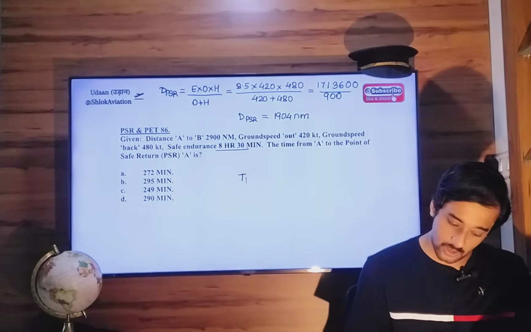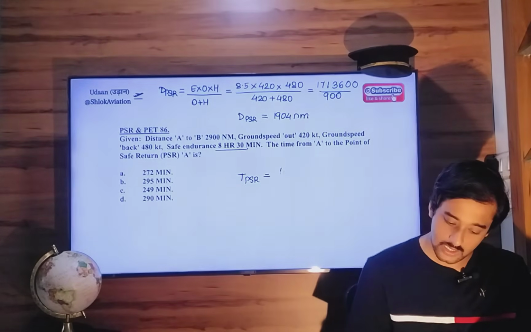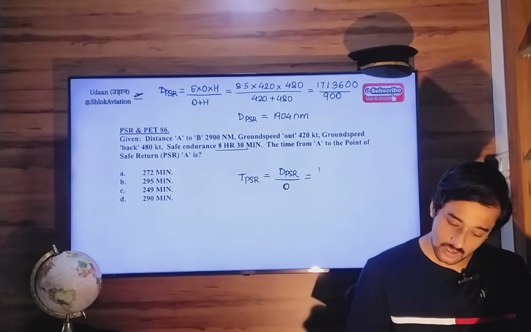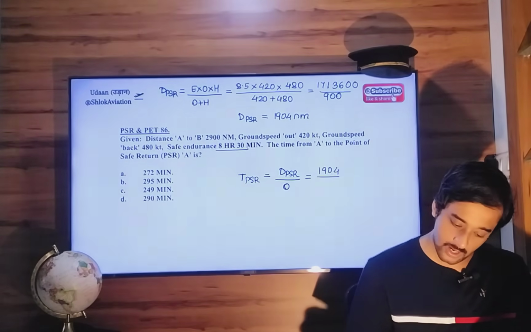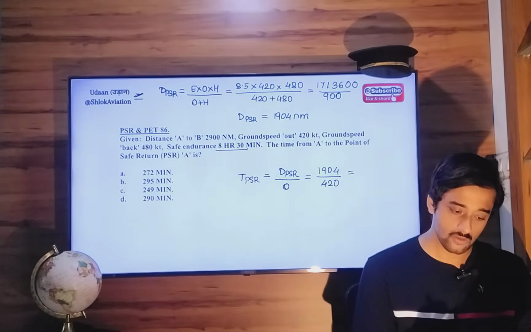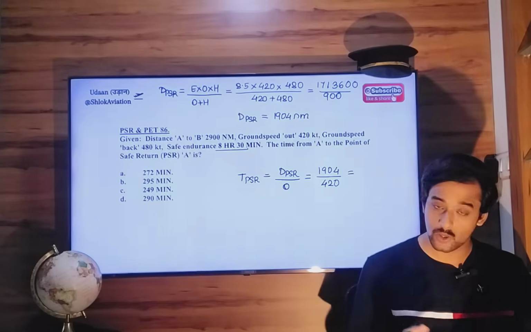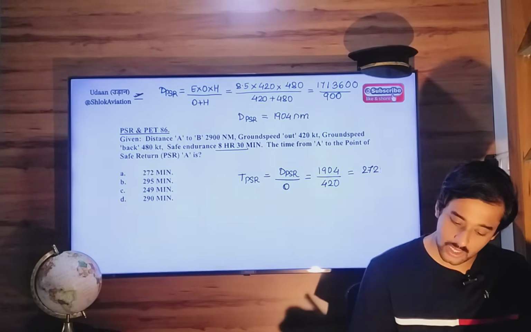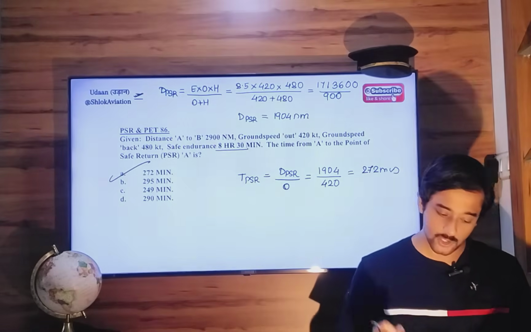So time to the point of safe return is distance to the point of safe return divided by outbound speed. So 1904 divided by 420, 4 hours 32 minutes, multiplied by 60 is 272 minutes. So option Alpha.